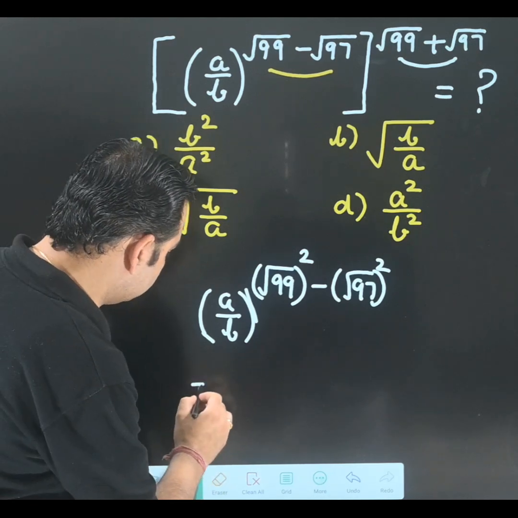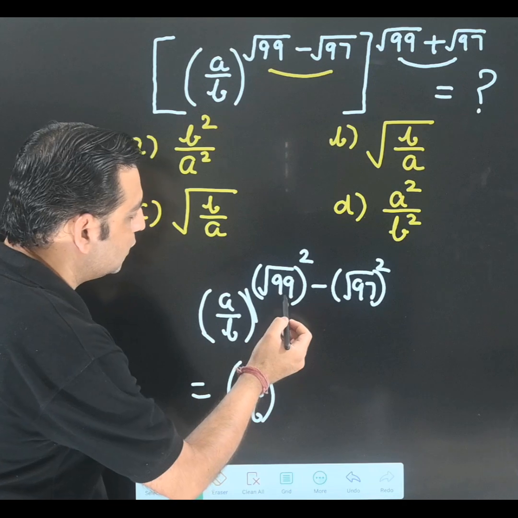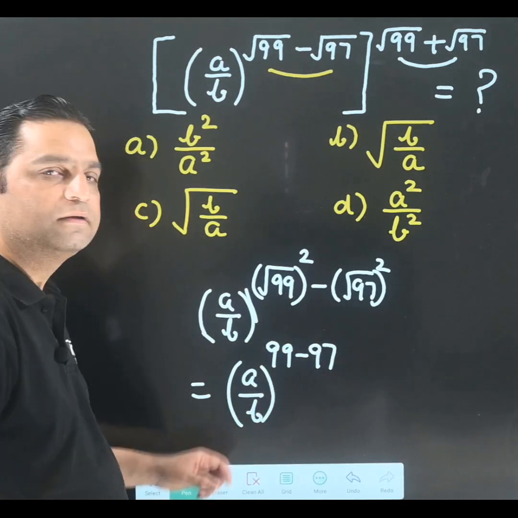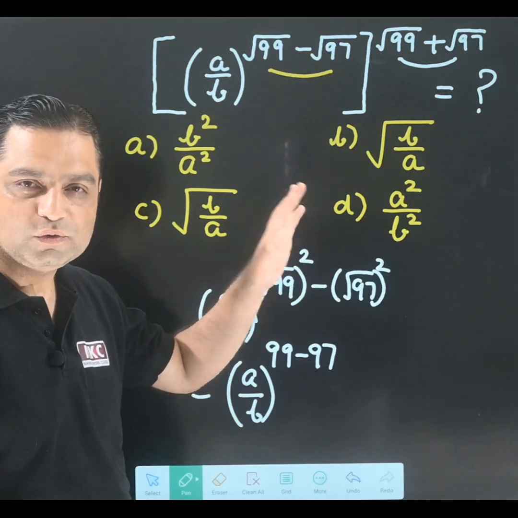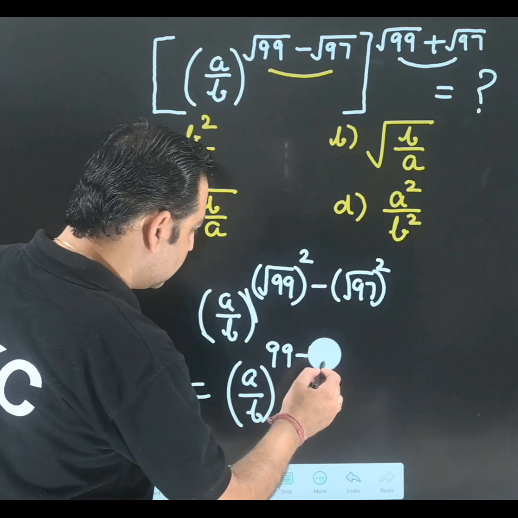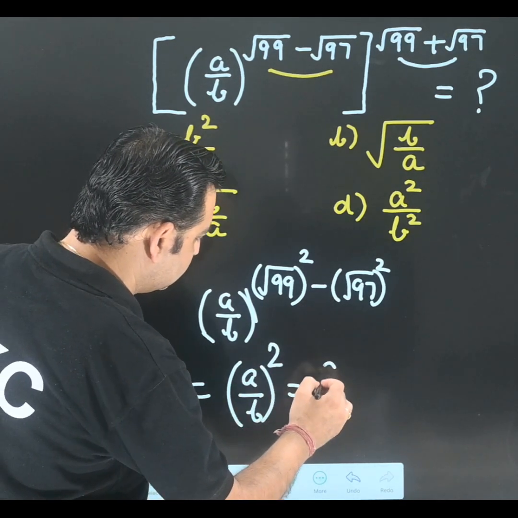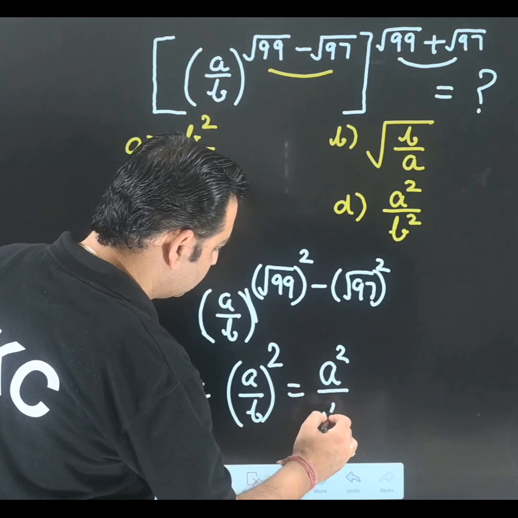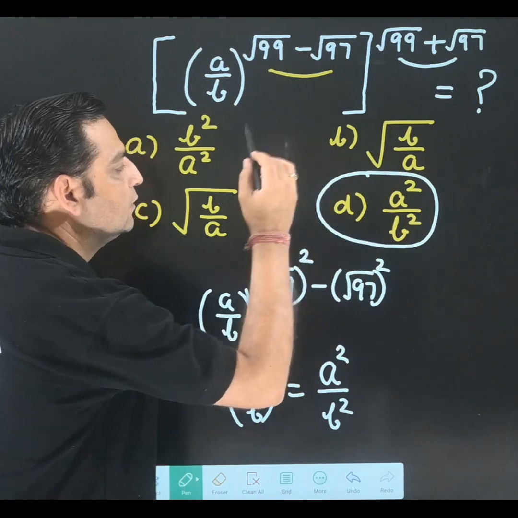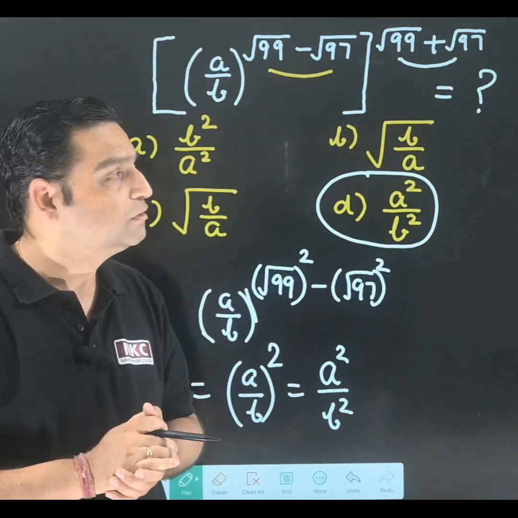What will happen now? 99 minus 97, because root and square are cancelled, and 99 minus 97 is 2, and finally my answer is a square over b square. That means D option is the correct option. I hope you are clear with the concept.